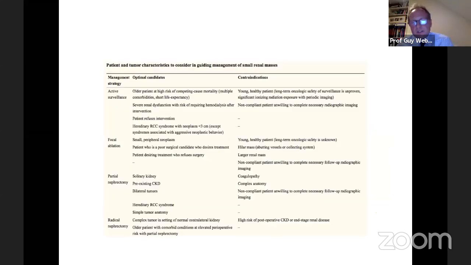So we need to look at the characteristics of the patients to guide us as to how best to manage. So active surveillance for older patients with a limited life expectancy, multiple comorbidities, or renal dysfunction, or patients that refuse intervention, which some will. For ablation, ideal if the abnormalities are small and peripheral and ideally posterior, easy to access.